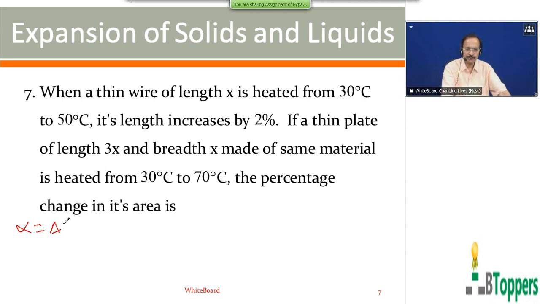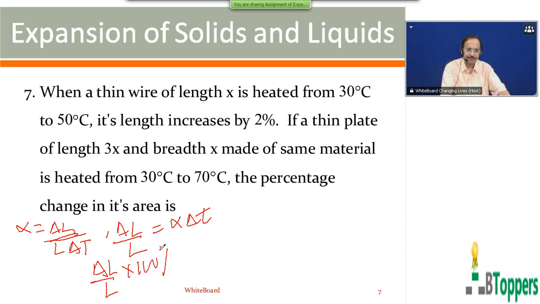As I already explained how to calculate percentage changes, the coefficient of linear expansion alpha, you can write for fractional change in length per unit change in temperature, or fractional change in length we write alpha into change in temperature. So percentage change in length is equal to actual change in length by original length into 100%.